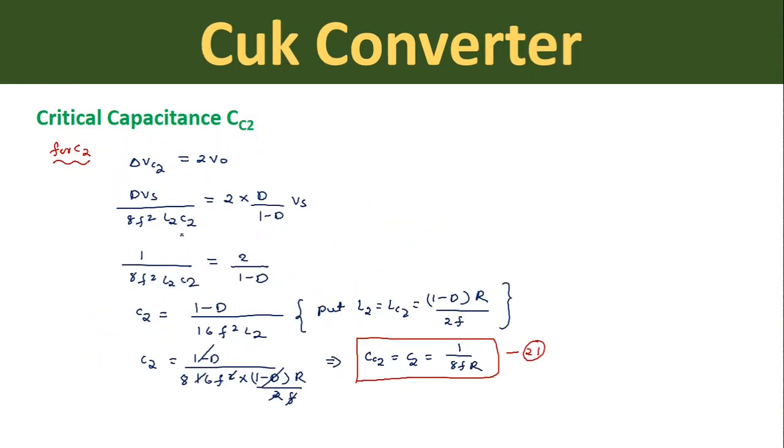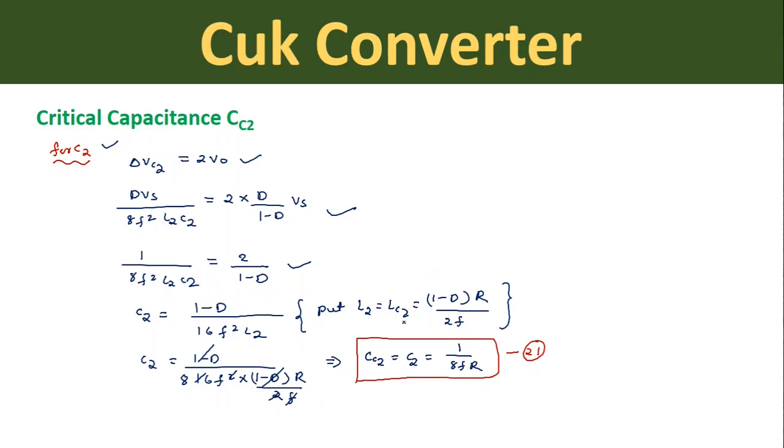The last derivation is the critical capacitance CC2 for capacitor C2. Again we will take the equation del VC2, that is the change in capacitor 2 voltage, is equal to 2 into V0, because capacitor 2 is connected across the load. So the total change of capacitor 2 voltage will be equal to 2 V0 here. Okay, again we are putting the V0 equation here, and the del VC2 equation here. We are getting this type of equation. After solving we are getting this type of equation. Now the final C2 equation we are getting is 1 minus D divided by 16 F square into L2.